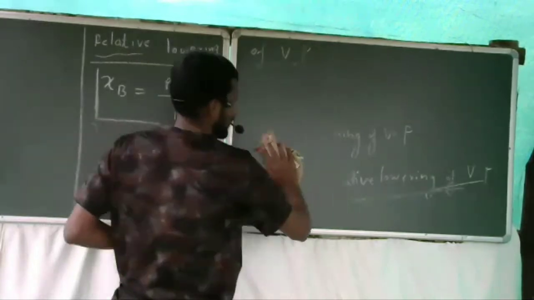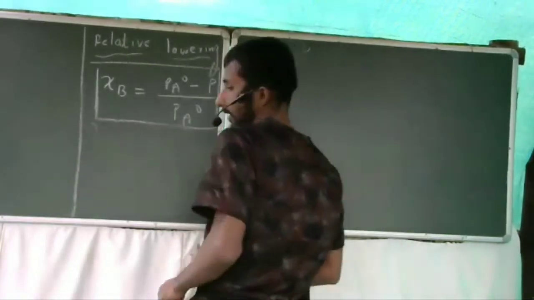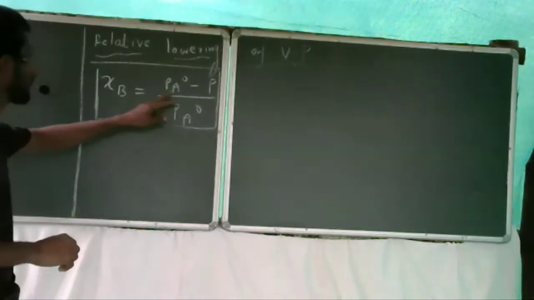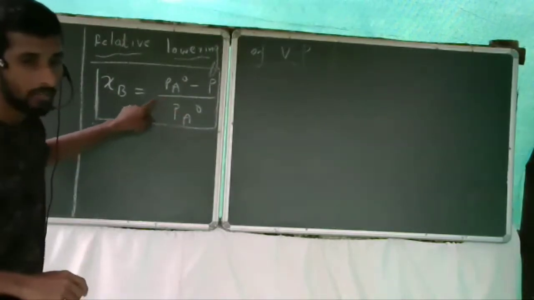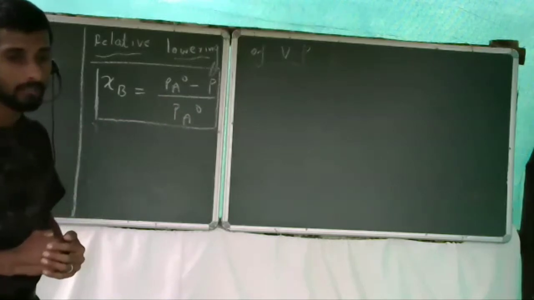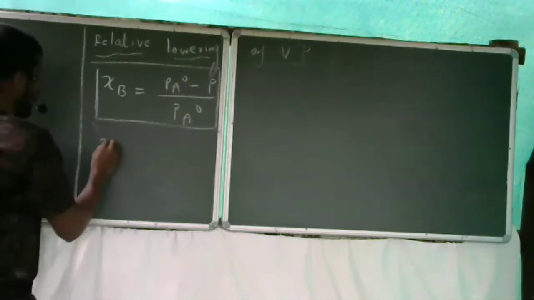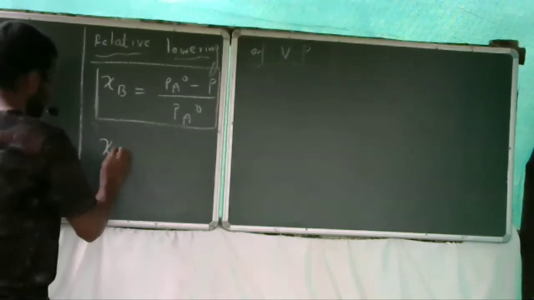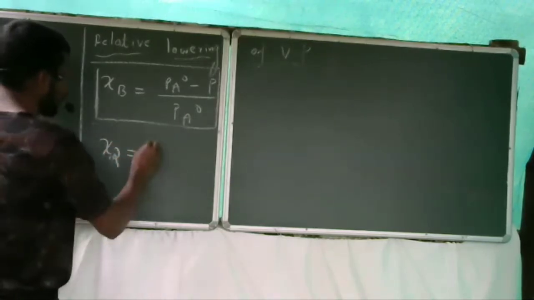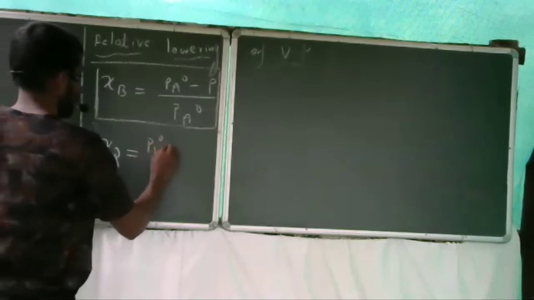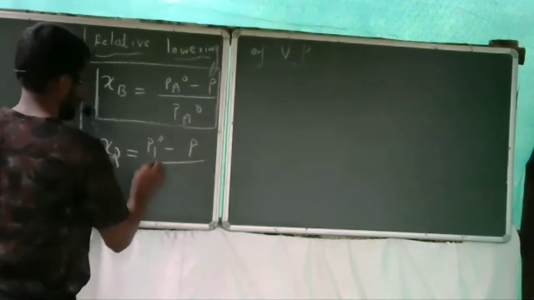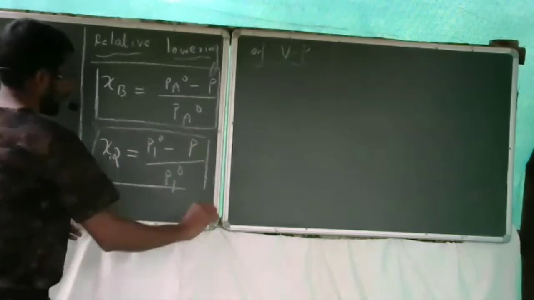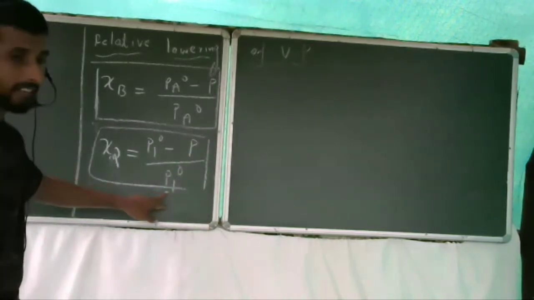Next, if you refer to some other textbooks, like the NCERT textbook, they will take the solvent as 1 and the solute as 2. You will get an expression like this: x2 equal to p1 naught minus p divided by p1 naught. This is the expression we have in the NCERT textbook.